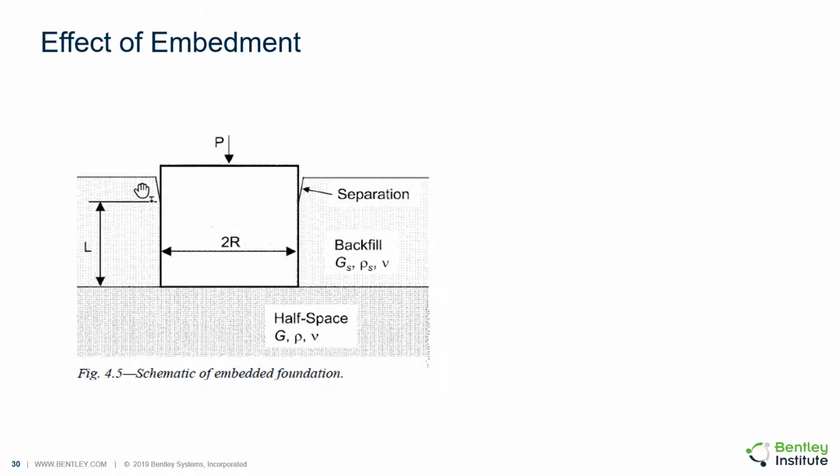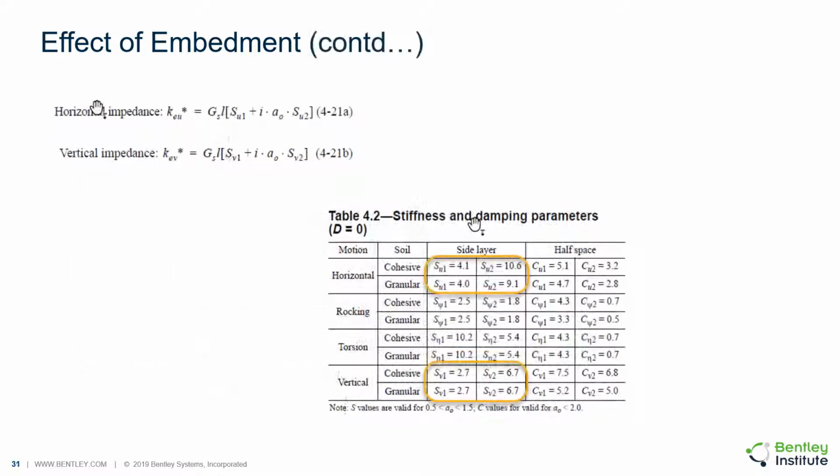The soil reactions at the bottom are based on the half-space models like Richart-Whitman or Veletsos models, while side reactions are calculated based on an independent layer of soil overlaying the half-space. These are the equations used for calculating impedance values for the embedment. The dimensionless parameters S_u1, S_w1 or S_u2 and S_w2 are taken from table 4.2, and the values depend on whether the soil is granular or cohesive.